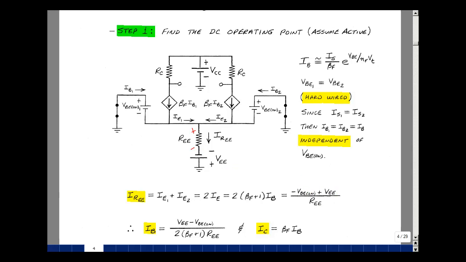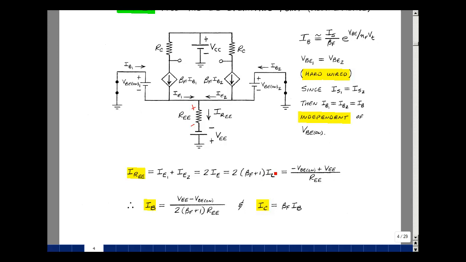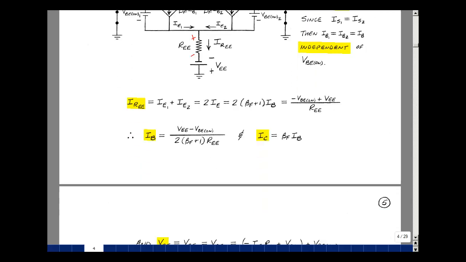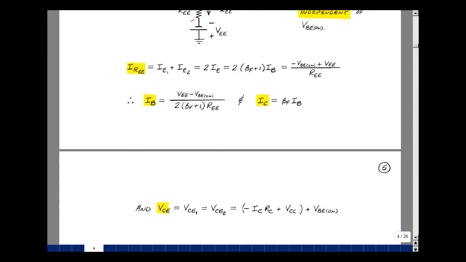Now we can solve for I sub B. In this expression, I sub B is equal to VEE minus VBE on, divided by 2 times the quantity beta F plus 1, and then the resistor REE. And if we're in the active region, then the collector current is beta F times that. Lastly, let's solve for the collector emitter voltage.